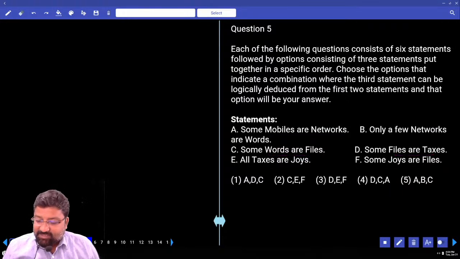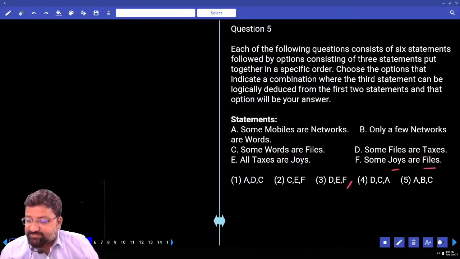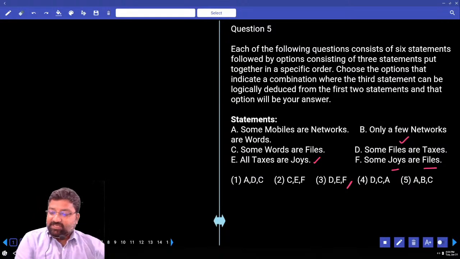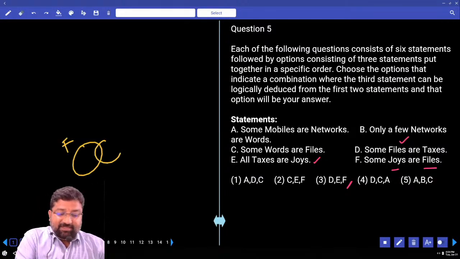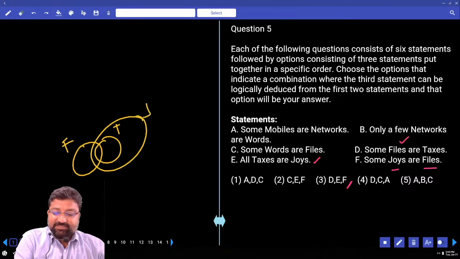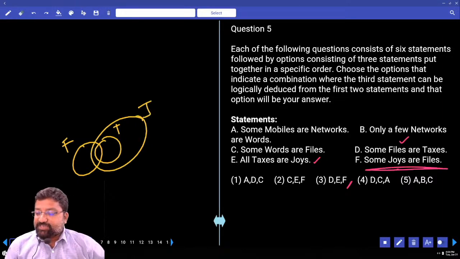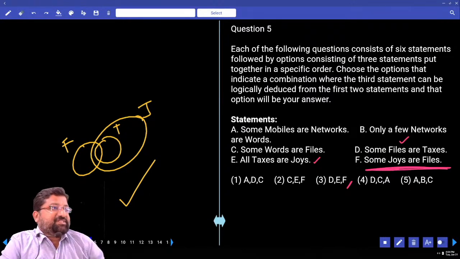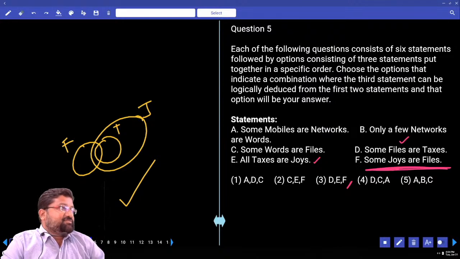Then the third option, F. What is F? Joys, files. D has files. E has joys. Can I try or not? Yes. So some files are taxes, all taxes are joys. What is the conclusion? F. Some joys are files. Right or wrong? Right. Which option is my answer? Third option. Did you all understand the shortcut way of solving these questions?